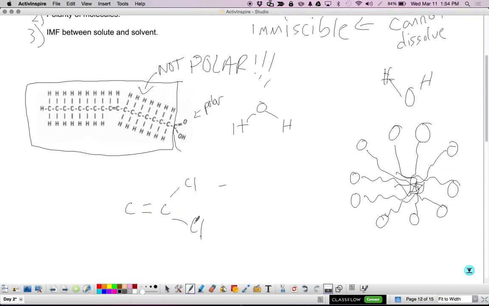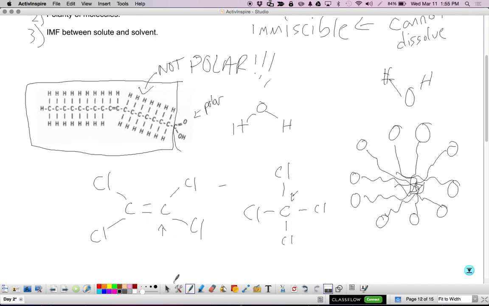C2Cl4. Okay, now as you can see, this molecule is symmetrical, which means that there's no dipole. It's very similar to something like this, which is tetrahedral about this central carbon, and so it's a completely symmetrical molecule, so no net dipole.